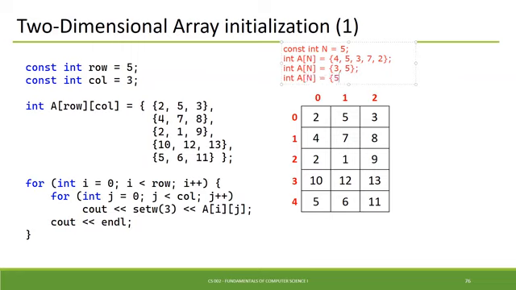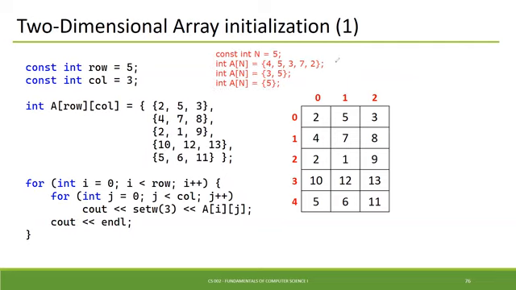I just have 5. Okay, they are all good. So the computer will create 5 spaces, and the 5 spaces will be filled with 5 numbers. This is initialization, so for 5, 3, 7, 2, right?